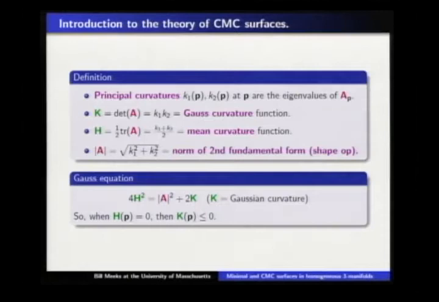Essentially, if k1 and k2 are small, then the surface locally looks like a pretty flat graph. And so this number being small means it locally looks like a plane, a small perturbation of the plane, if that function is uniformly small. And then we have some relationships between those functions. Okay.